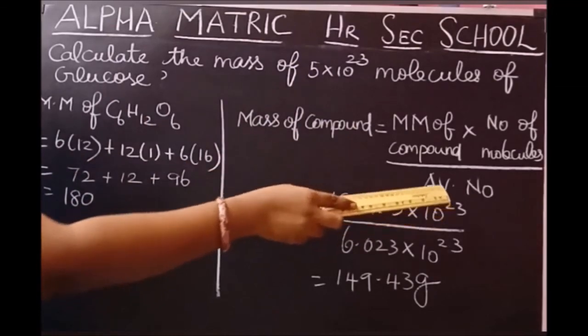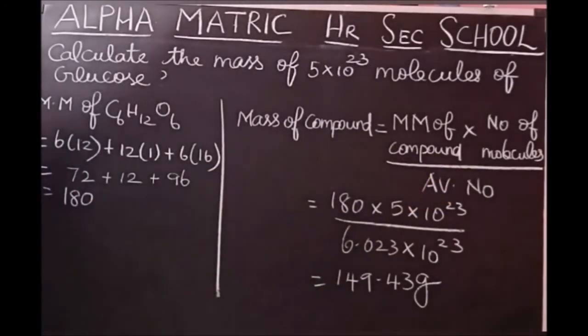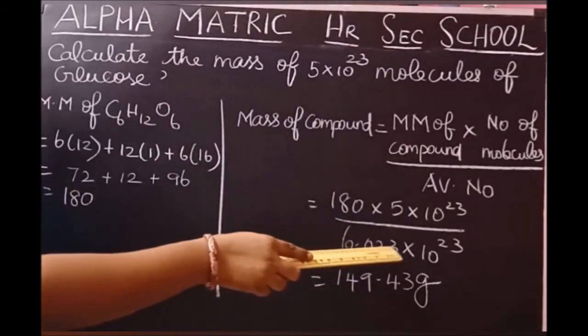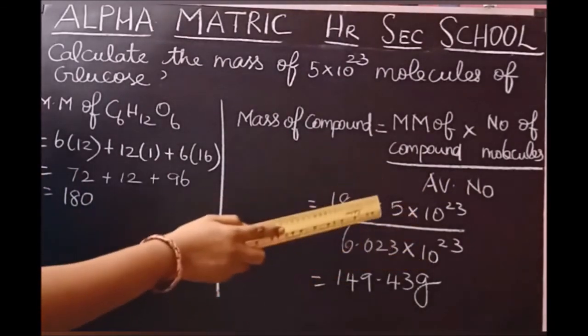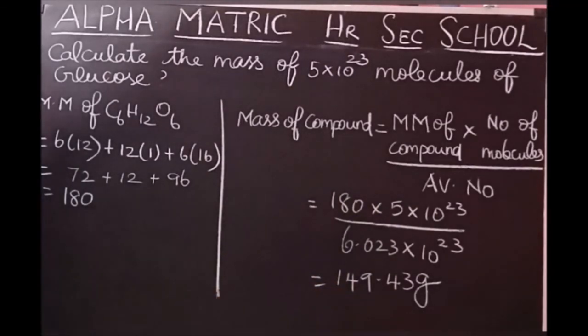5 into 10 power 23 by Avogadro number. We know that Avogadro number is 6.023 into 10 power 23. If you solve this, you can get the answer 149.43 gram. It is the mass present in 5 into 10 power 23 molecules of glucose.